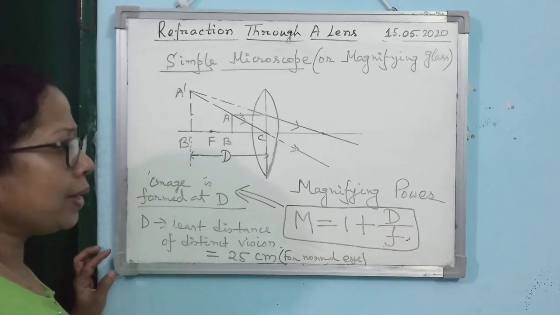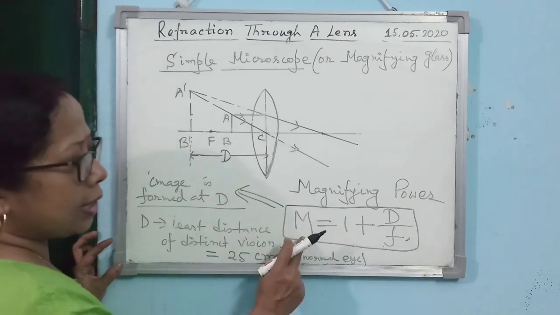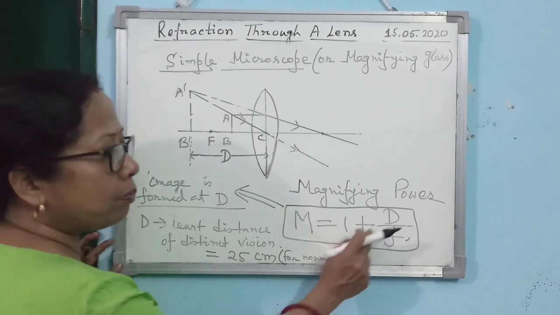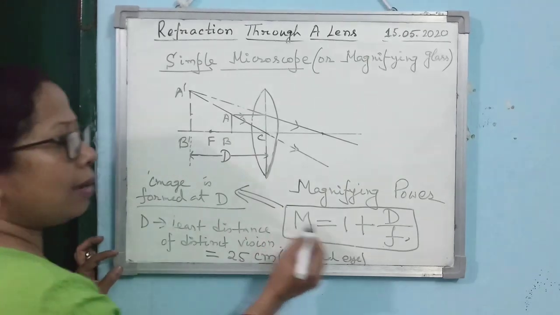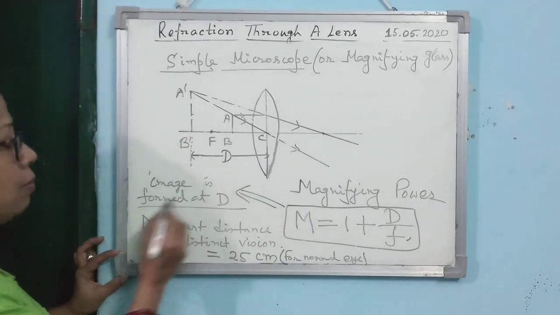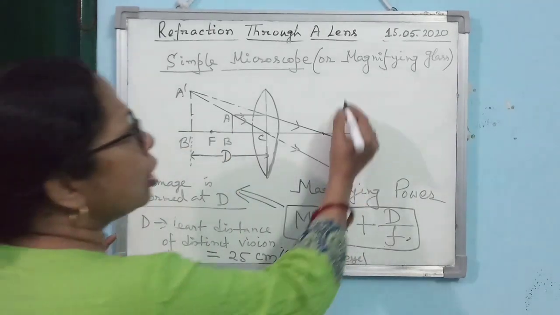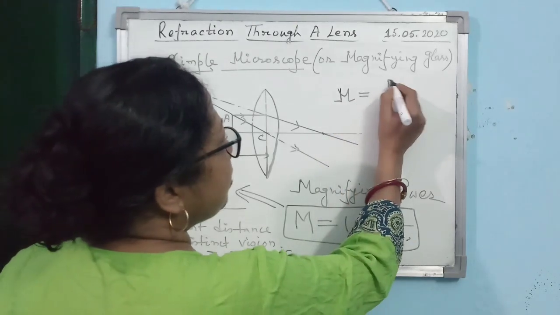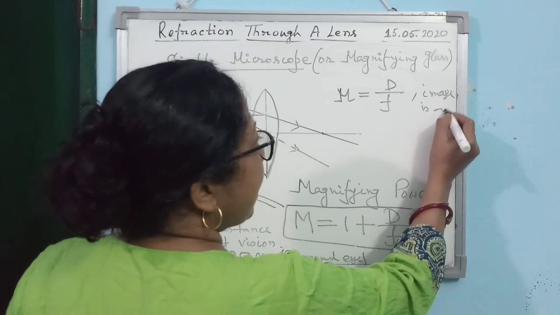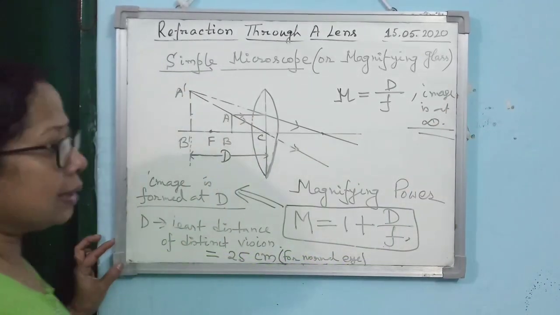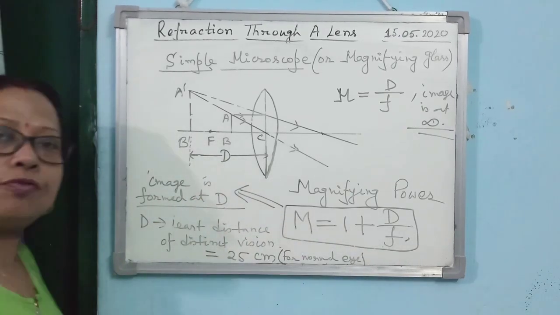So you must learn this formula. Sometimes it comes in exam: write an expression for the magnifying power of a simple microscope. Then what is the expression? It is 1 plus D by F. But please don't forget to write that M is equal to 1 plus D by F when the image is formed at least distance of distinct vision. Because the magnifying power of the simple microscope becomes D by F when the image is formed at infinity. Is that clear? That's why you must write it down along with the expression for the magnifying power.